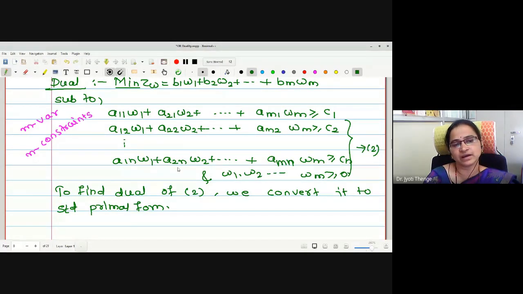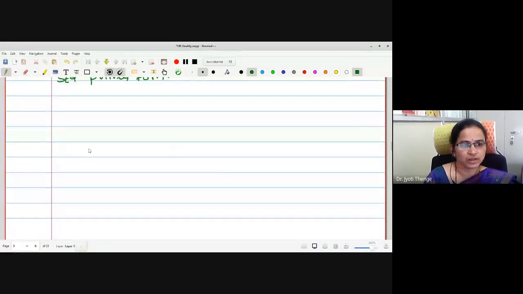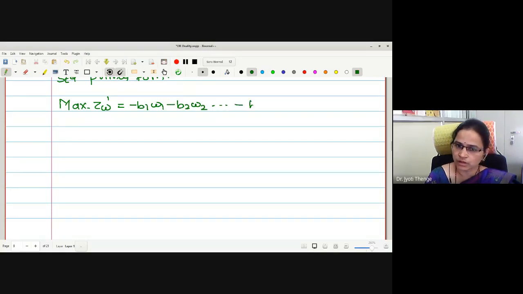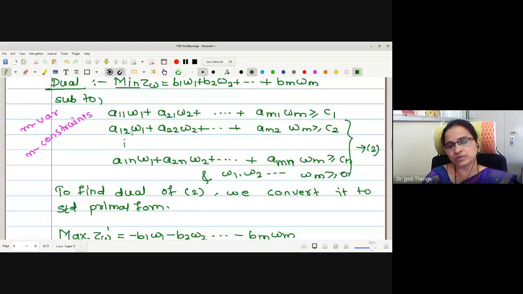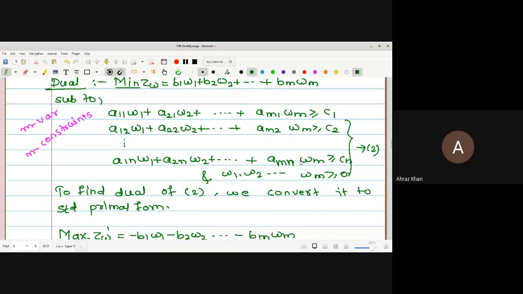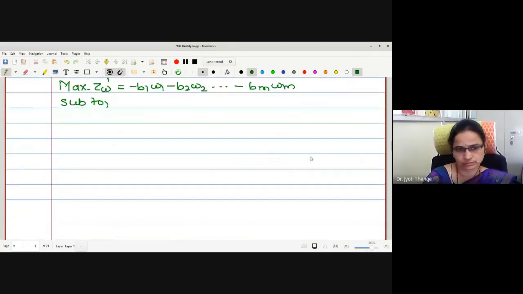Okay, what is standard again? This minimization I have to change to maximization. So this is maximize Zw dash equals minus b1w1 minus b2w2 minus ... minus bmwm, subject to. What do I have to do in order to convert the greater equal constraints to less equal? Multiplying by minus 1.